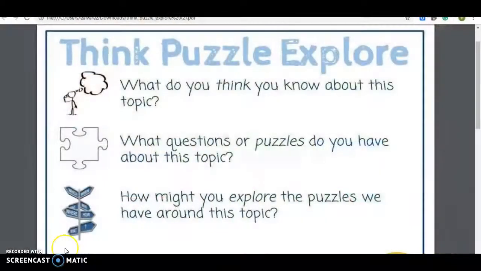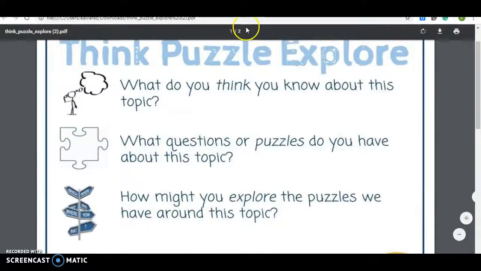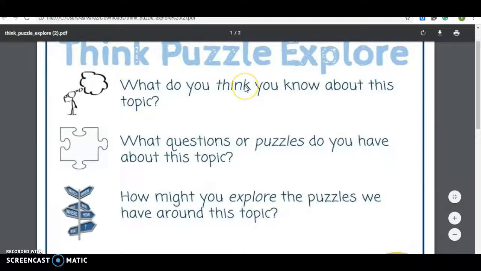It's very similar to KWL, which we'll talk a little bit more in depth about in just a second. But first, I want to touch on what is Think, Puzzle, Explore. So Think, Puzzle, Explore looks at what do you think you know about this topic. The difference between this and a KWL chart is that the first part of KWL is what I know. The difference is that this is what do you think that you actually know, not just what do you know.